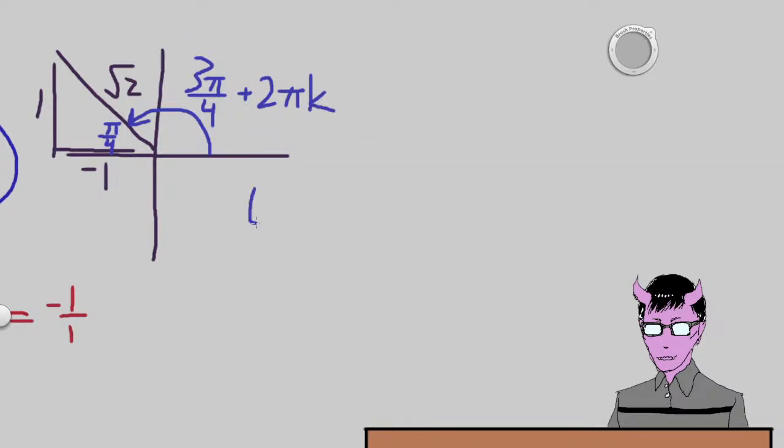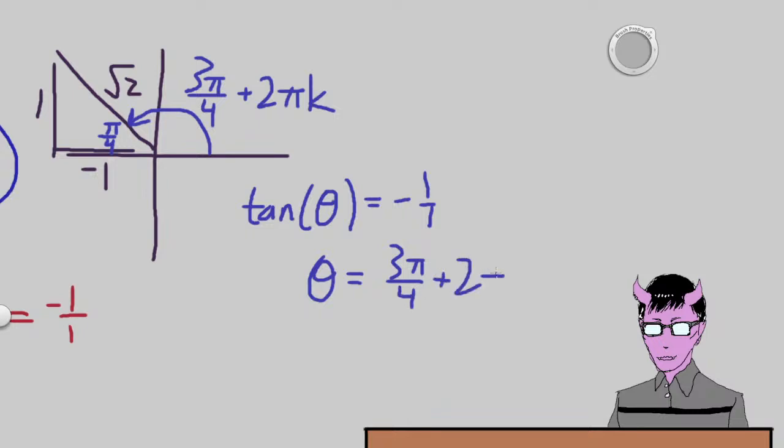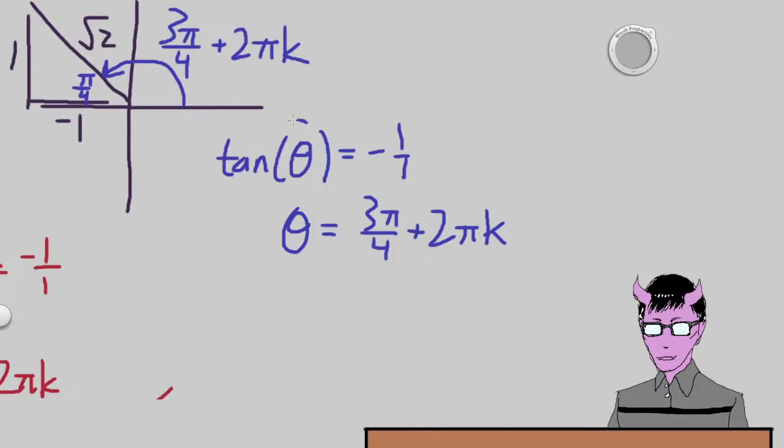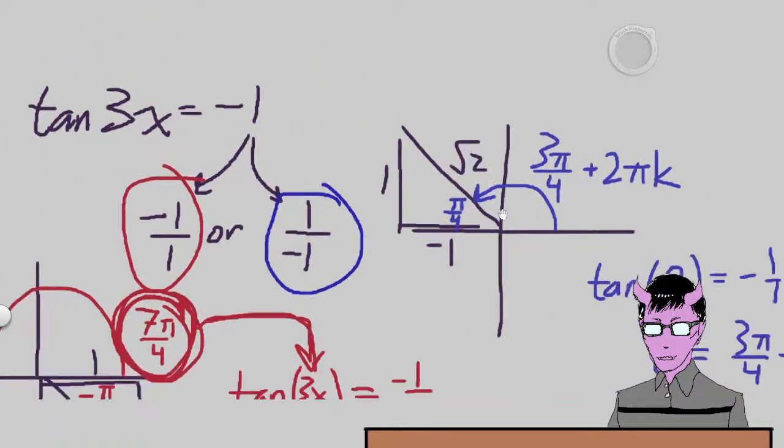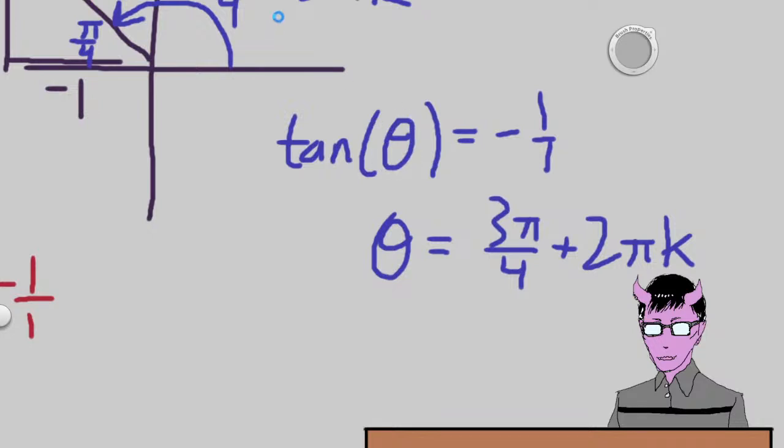Again, this is going to be the answer if we had a standard problem like this. If the argument was just theta, and that is equal to negative 1 over 1, then we would report this theta would equal what we just got. But our problem is not written like this. It is written instead with 3x as the argument. So it's not just a plain theta. It's actually 3x.